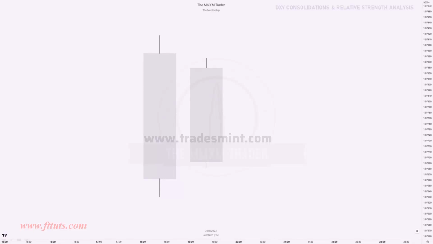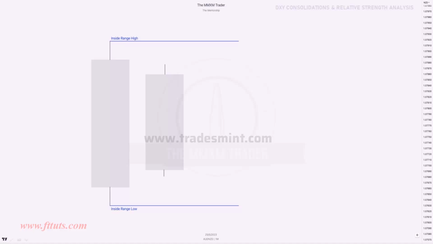So over here we've got our first candlestick, right? We've got an open, high, low, close. Over here, the next candle is an inside bar, right? So on this one we don't take out the previous daily high, nor do we take out the previous daily low. So our first candle now becomes our inside range high and inside range low, and that looks something like this.